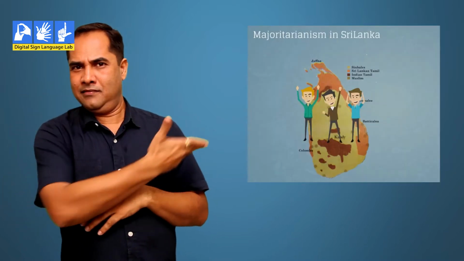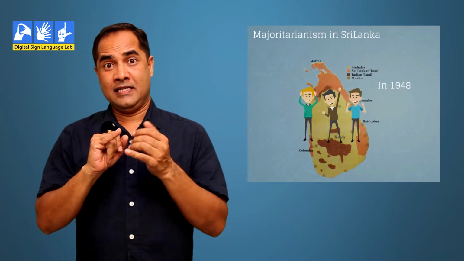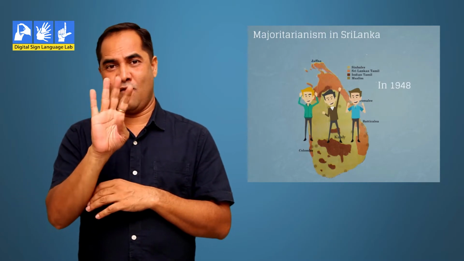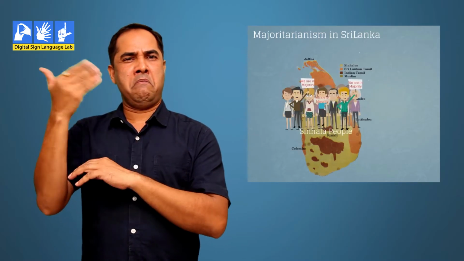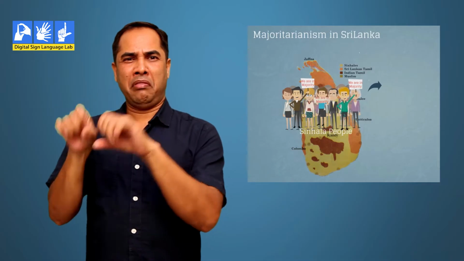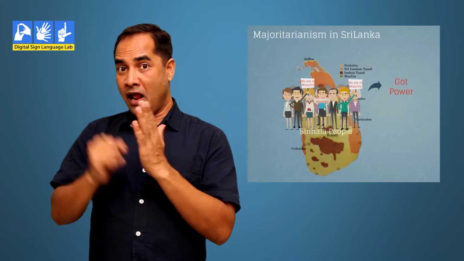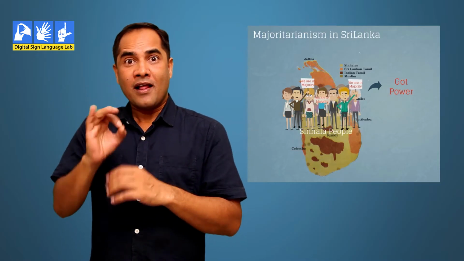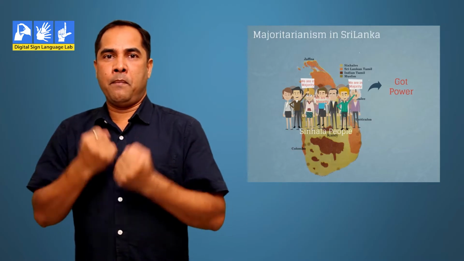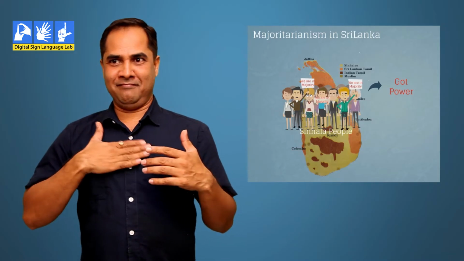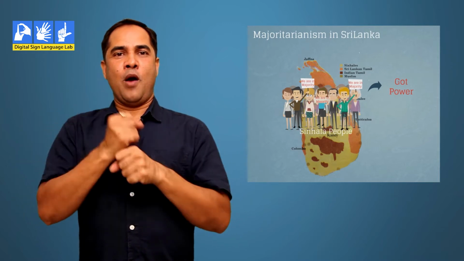Now, I'm going to explain how in Sri Lanka the majority group tries to suppress the rights of the minority. This is called majoritarianism. Sri Lanka got its independence in 1948. Before that, it was under the British Empire. But the majority, that is the 74% of the population, the Sinhala community, were more powerful, they had the democratic elections, and then they formed the government.